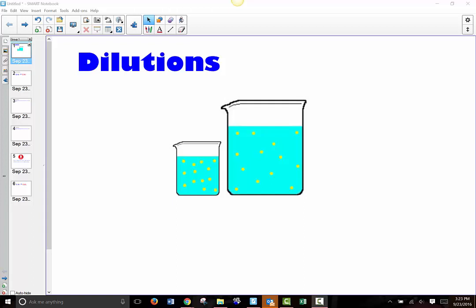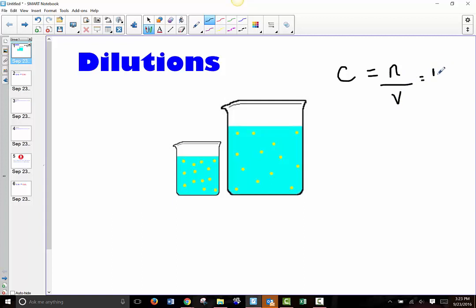In the last section we learned about molarity or concentration. Remember, molarity is sort of a fancy term for concentration. And we learned how to calculate the concentration of a solution. Right? So I'll just take you back for a moment and remember that concentration or molarity is equal to moles over the volume. And we report concentration in terms of moles per liter.